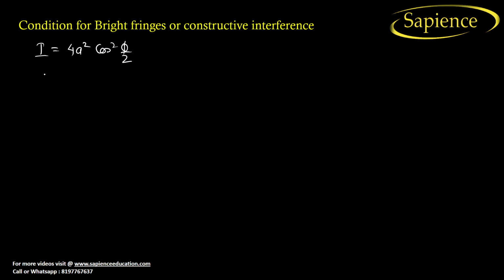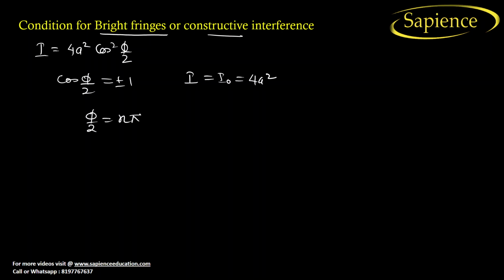Now, we are talking about the bright fringe, that is constructive. If we want bright, the amplitude should be maximum, and for this the condition is that cos phi by 2 is equal to plus minus 1, then only we will get the intensity I equal to the maximum. Then I will be equal to I naught, that is equal to 4a square, the maximum. It means that phi by 2 is equal to n pi, or phi is equal to 2n pi is the condition.